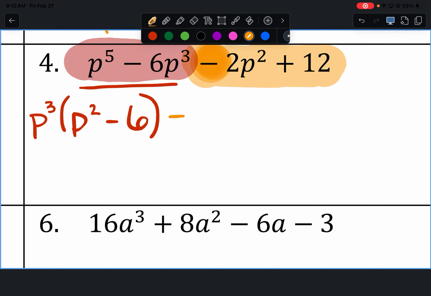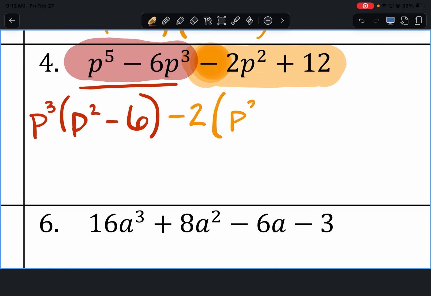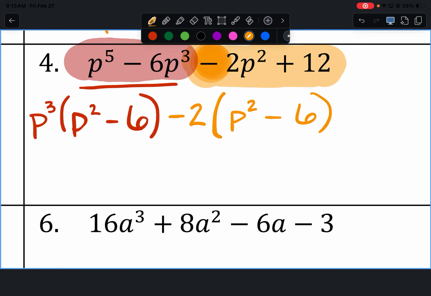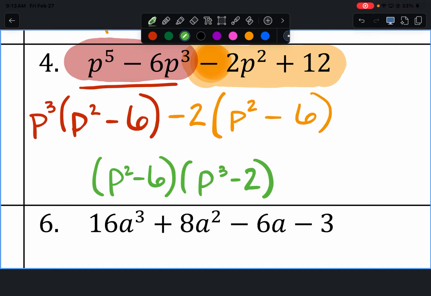what's the GCF? Negative 2. And so what will that leave us with? What is negative 2p squared divided by negative 2? P squared. What is 12 divided by negative 2? Negative 6. From here, what part is the same? And what part's left over? There we go. That is our fully factored form.